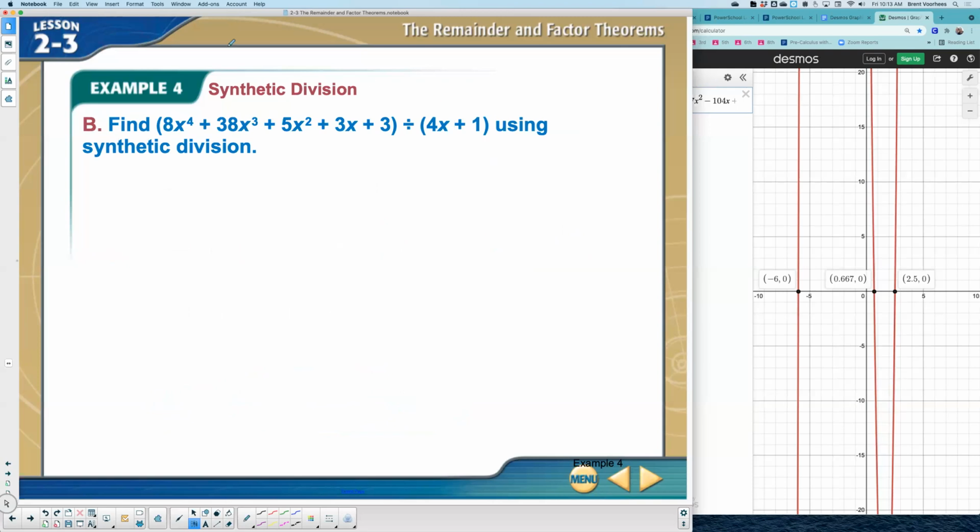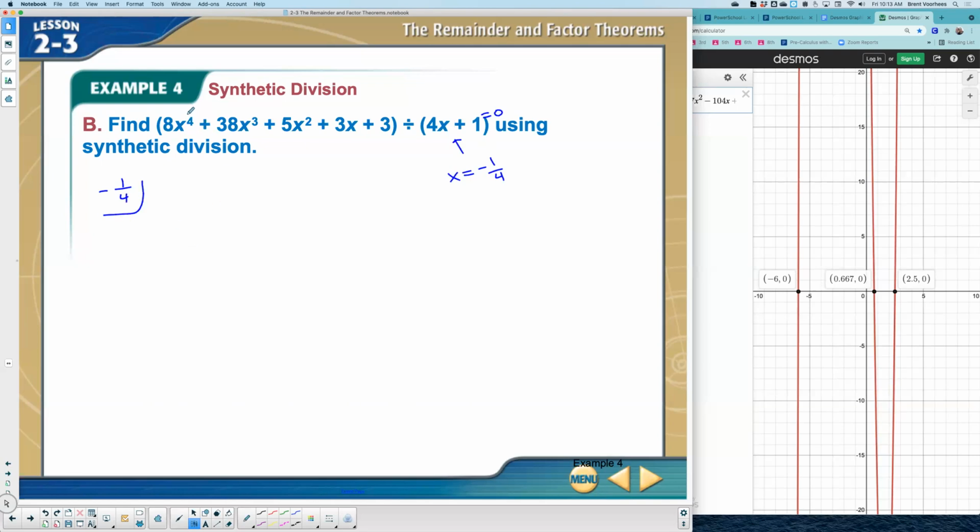Okay, the first thing you need to do if you're going to use synthetic is check what is x actually equal in the divisor. So if you set this equal to 0, what would you do first to get rid of a plus 1? You would subtract 1. How would you get rid of that 4 there? Divide by 4. So our number is -1/4. Our divisor on this synthetic is -1/4.